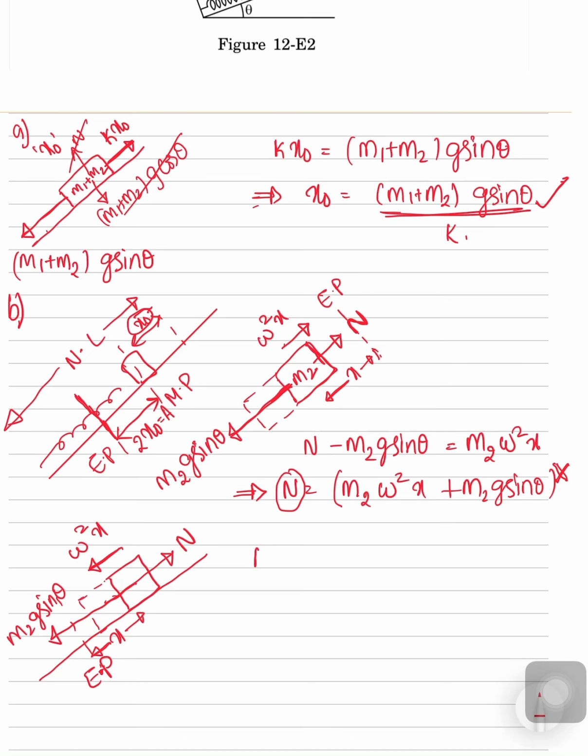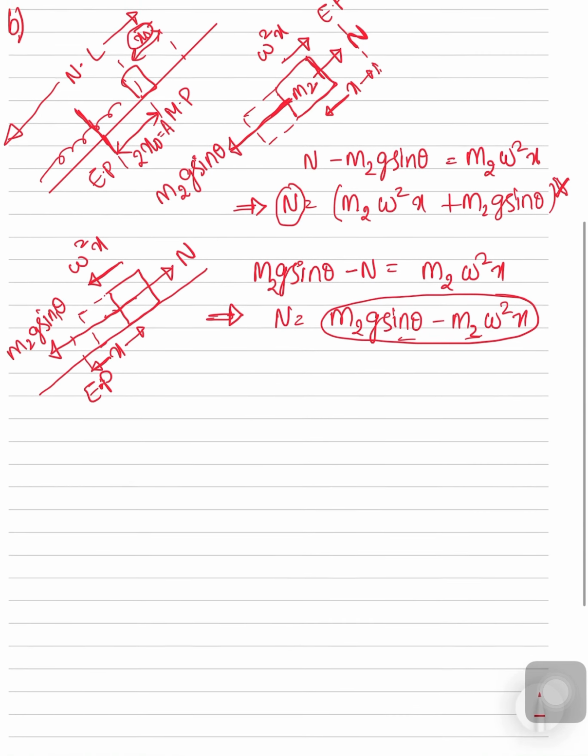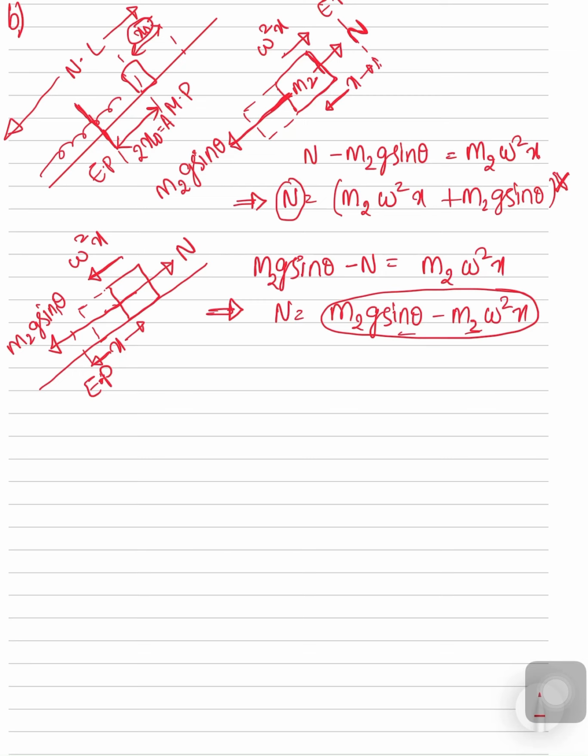Now the force equation will be m2g sin theta minus N equal to m2 into omega square into x. So here you are having a position where N will be equal to m2g sin theta minus m2 into omega square into x. So there is a probability that this can become 0 when these two terms are equal to each other. So it is clear that they are going to separate only after crossing the equilibrium position and going above the equilibrium position. Now let us calculate the position where they are going to separate.